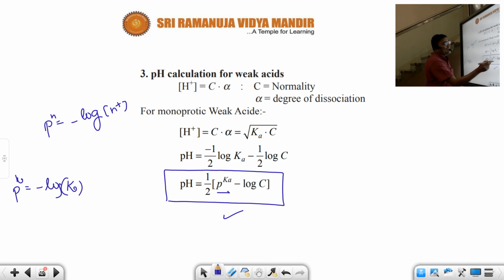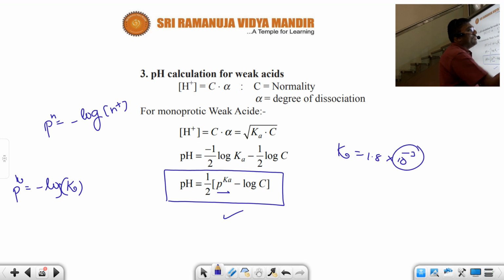Sometimes the examiner will give the Ka. What is the Ka indicator? For example, if Ka is equal to 1.8 into 10 power minus 3, it is in the order of 10 power minus 3, so it is a weaker acid. So Ka is an indicator of acidic strength. Already I made it very clear, because Ka is directly proportional to H plus. So pH depends on the concentration, and pH depends on the Ka value.